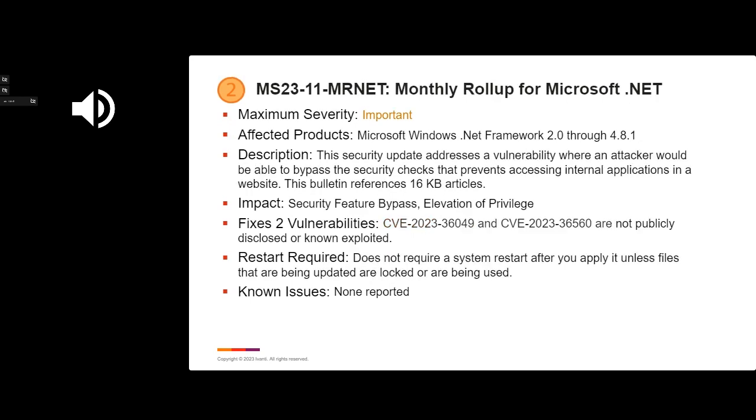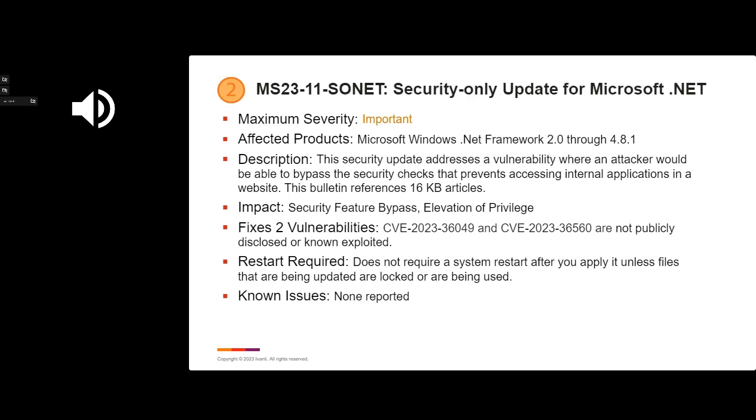We did see a .NET update across the board. The .NET framework all the way from 2.0 to 4.8.1. 2 vulnerabilities addressed. One had to do with a security feature bypass, and the other had to do with an elevation of privilege. Again, you don't necessarily have to restart when you do these updates, depending upon if the app was open or not. And of course, we do have a monthly roll-up as well as a security-only update. Again, the monthly roll-ups include a large number of updates going all the way back to 2016, whereas the security-only updates are just those 2 vulnerabilities this month.